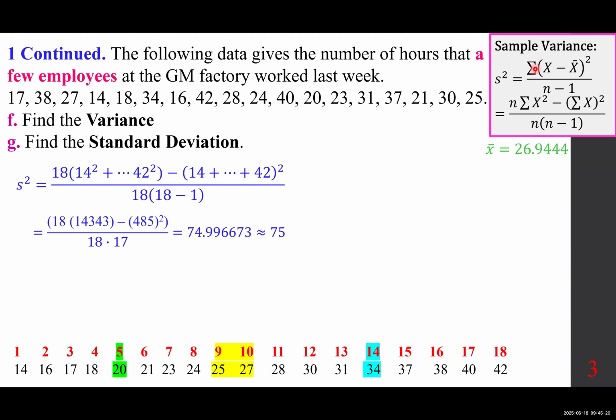If we want to go with this method, and again, I want you to see how it's calculated. When we say x minus x bar, the very first number we have is 14. So 14 minus x bar, remember x bar is this number. So 14 minus this number squared, plus 16 minus this number, 26.94444, quantity squared, and plus the last one, 42 minus this number, quantity squared. Add them all up and divide by n minus 1.